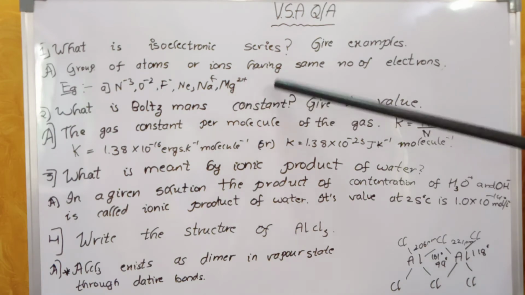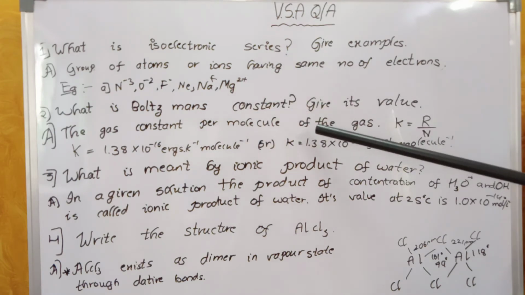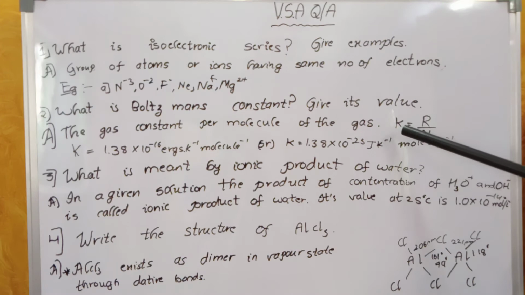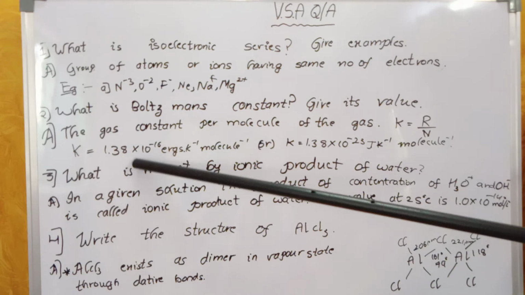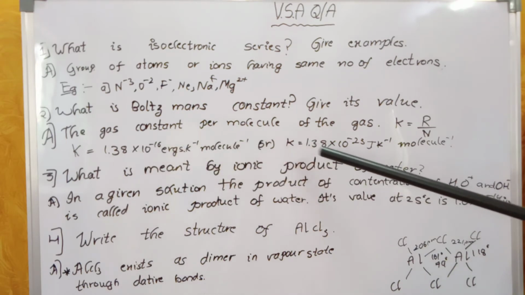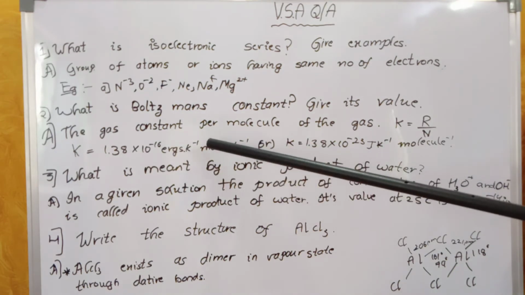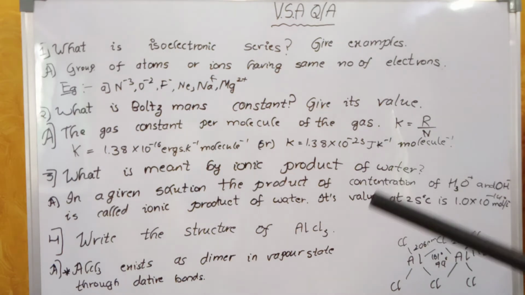Boltzmann's constant is defined as the gas constant per molecule. So according to the definition, the Boltzmann constant K is equal to gas constant per molecule, meaning R by N only. N is nothing but Avogadro number. So its value is equal to 1.38 into 10 power minus 16 or 1.38 into 10 power minus 23 in CGS and MKS system respectively.